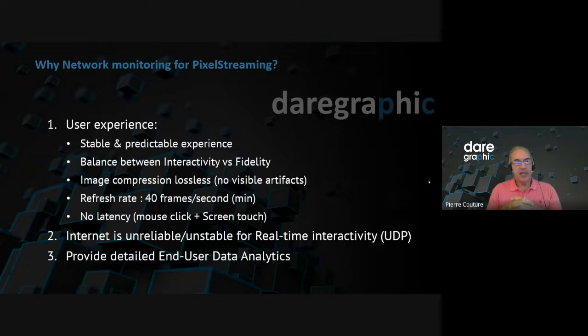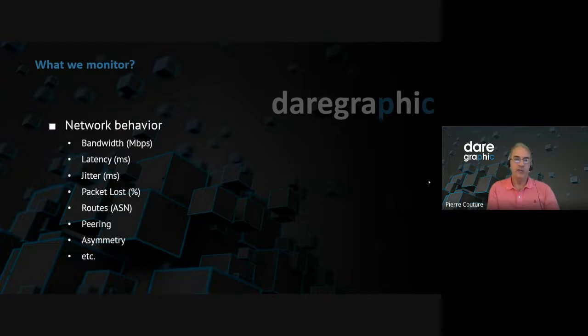Over all of our testing and projects, we realized that the internet in general has not been designed for a constant, real-time, sustainable, predictable environment, especially when we're doing real-time interactivity, which is mainly defined by the UDP protocol. On top of that, we think getting end user data analytics at the core of the streaming component is also very important. Therefore, we decided to invest in a network monitoring service.